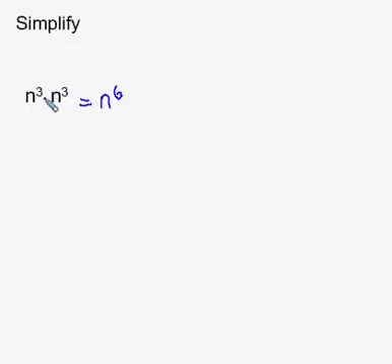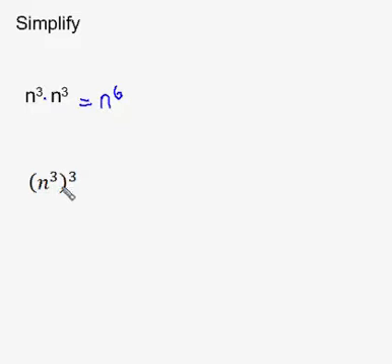And this is because we're not adding the two expressions, we are multiplying them together. In fact, this means you have 3 n's being multiplied together, and you're multiplying by 3 more n's. So you'd have 6 n's multiplied together, not added together. And to denote that you have 6 n's being multiplied together, we would write that as n to the 6th.